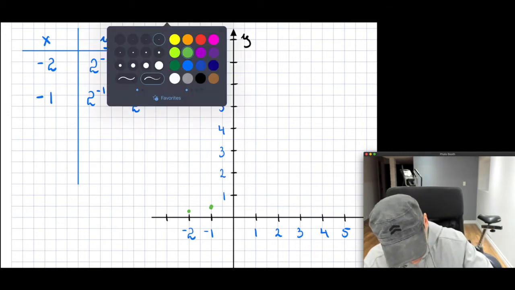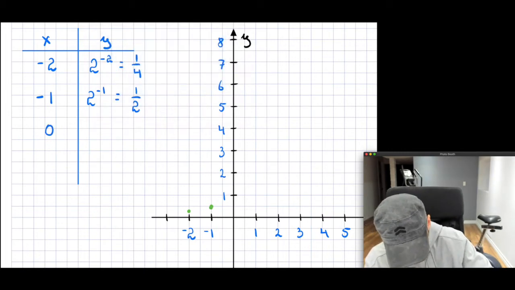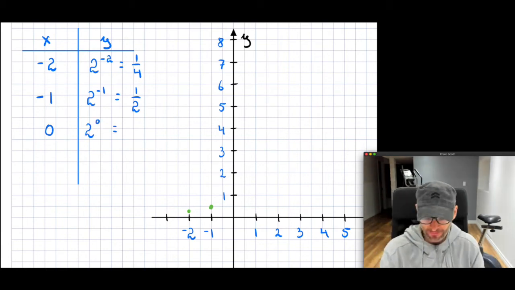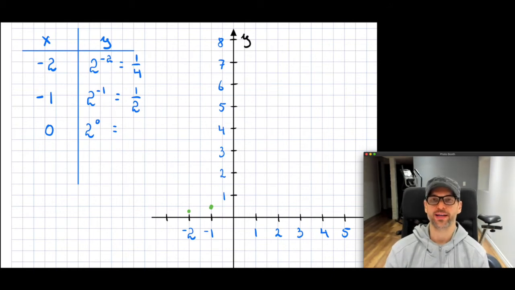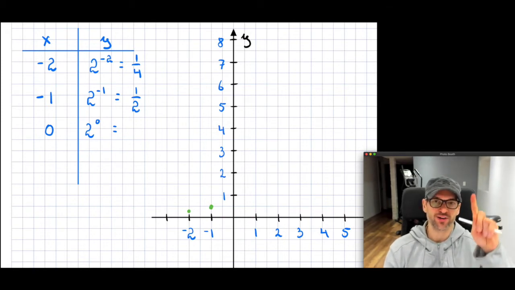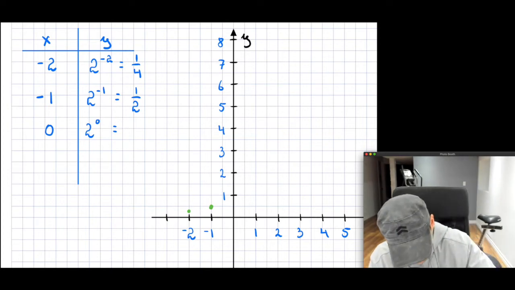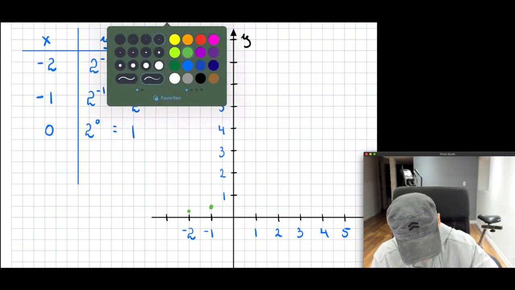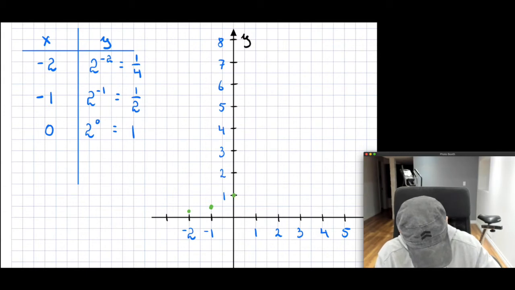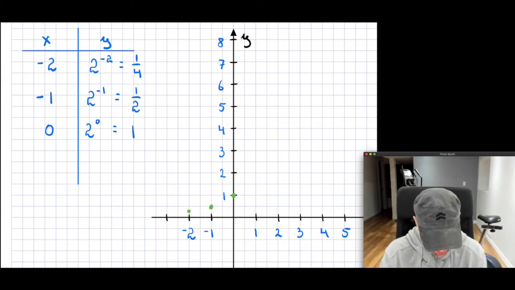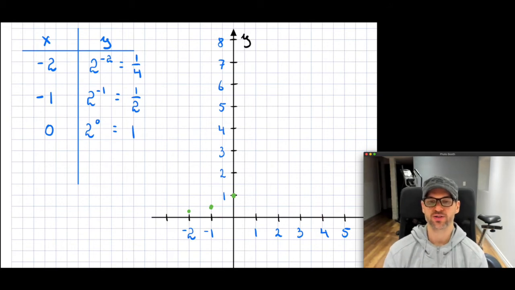Now my next input, I'm going to put 0. So this is 2 to the power of 0, or the exponent 0, and that's going to be equal to 1. Again, that's just an exponent rule, and you can go back to those links. I can provide a link here on what happens and why it happens when you have an exponent of 0, so you can check that out. This is just equal to 1, so I'm going to put that in here. Notice it crosses the y-axis, so that seems to be my y-intercept, and it crosses at 1.